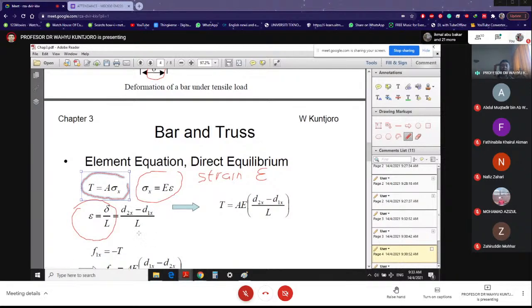So what we have here, I know my strain, and you can put it there. Meaning stress equals E multiplied by what we have here. And you substitute that stress sigma over here. Then you have this equation: T equals A multiplied by E multiplied by the strain. Then that is your equation.